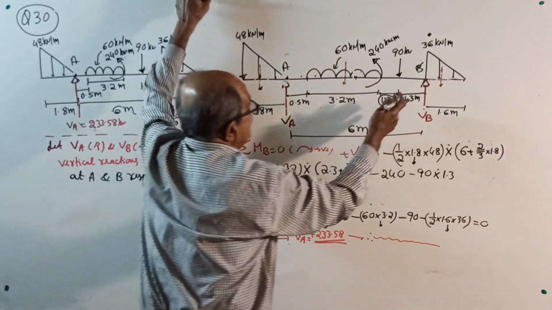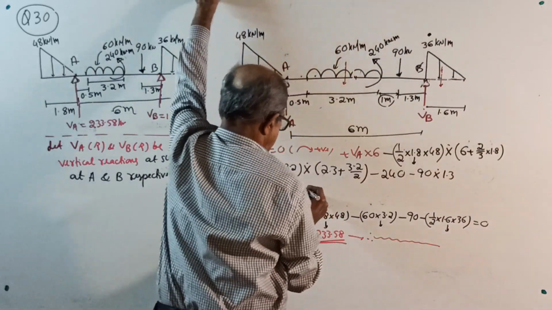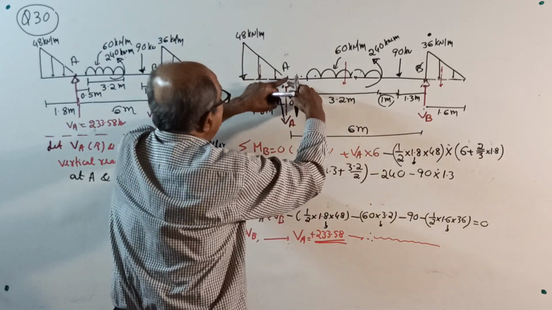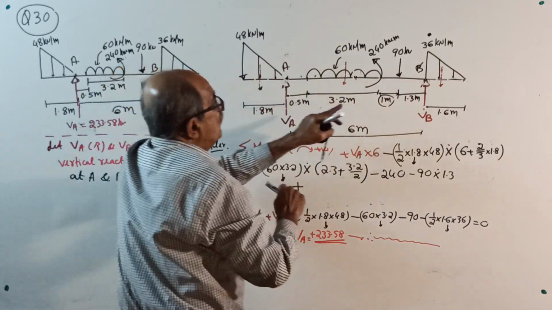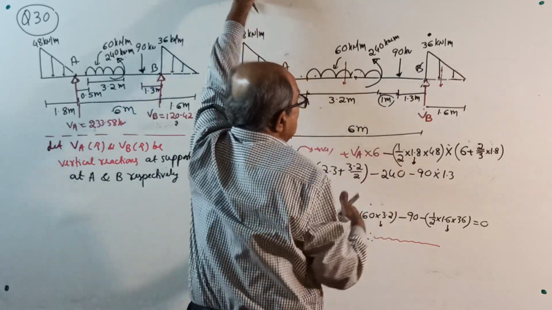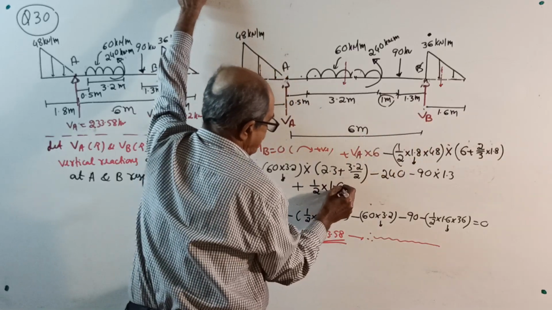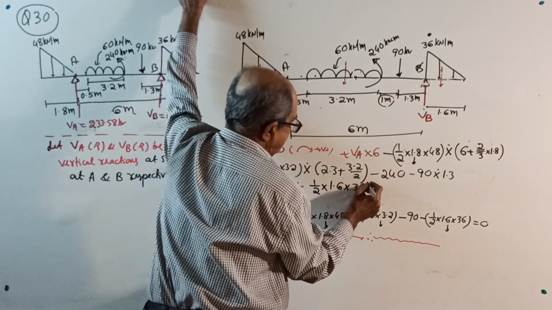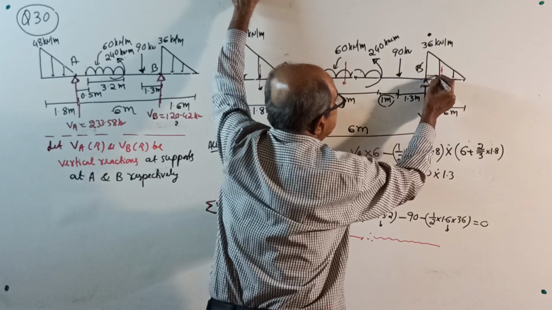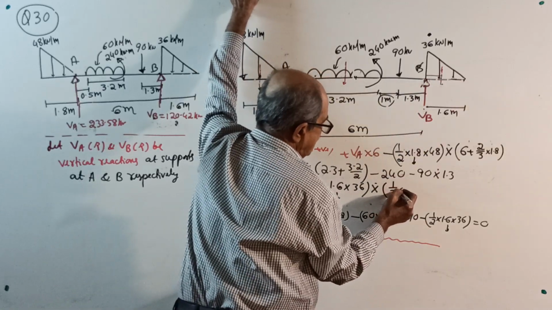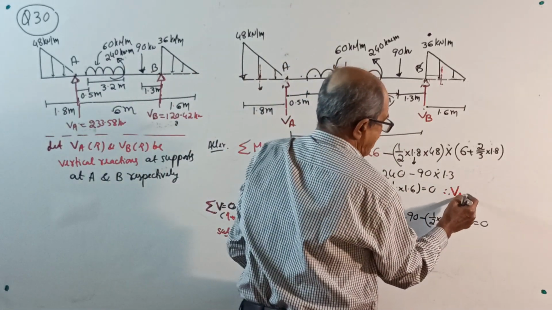Again, see, all these will create anti-clockwise moment, but this will create clockwise moment. When you took moment about A, those were producing clockwise; this will produce anti-clockwise here. Now, about B, this will produce clockwise moment. Plus half into 1.6 into 36 is the total load, multiplied by moment about B, this distance, simply 1 by 3 of 1.6, equal to 0. Therefore, first you will get the value of VA.